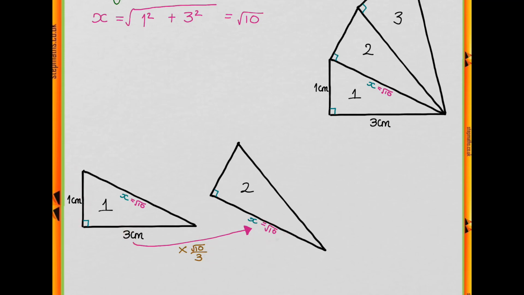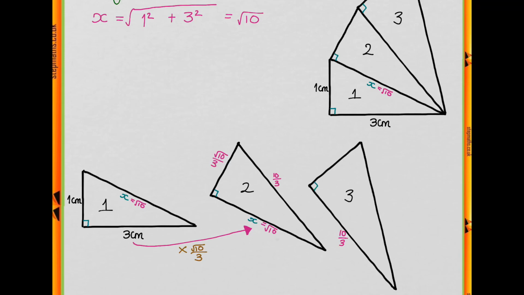We then do the same with the other side, so 1 times root 10 over 3 gives us root 10 over 3, and we get 10 over 3 as the hypotenuse. We do this because the triangles are similar, so we're just enlarging 1 to get to 2, which means we enlarge this length to this length, this length to this length, and this length to this length. So why don't you have a go at seeing if you can do the same thing again to get to triangle 3?